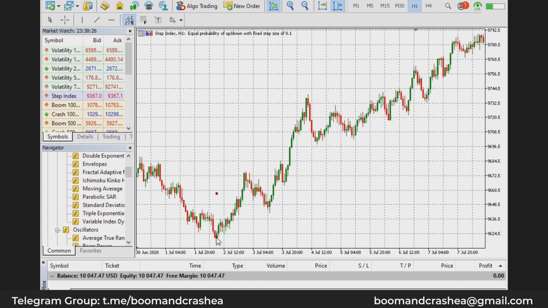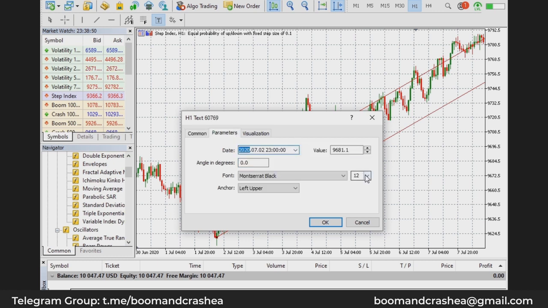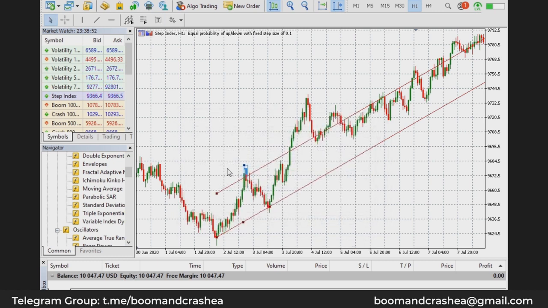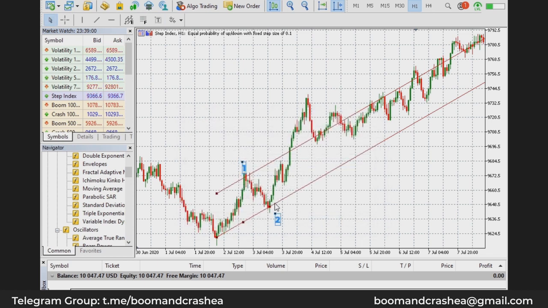I'll connect point 1 and 3. Like I said, 2 points, so point 1, 2, 3. Then this will be the parallel of points 1 and 3. For easy identification, I'm going to call this wave 1. This is where wave 1 ends. Wave 2 ends here, and wave 3 ends at the top.